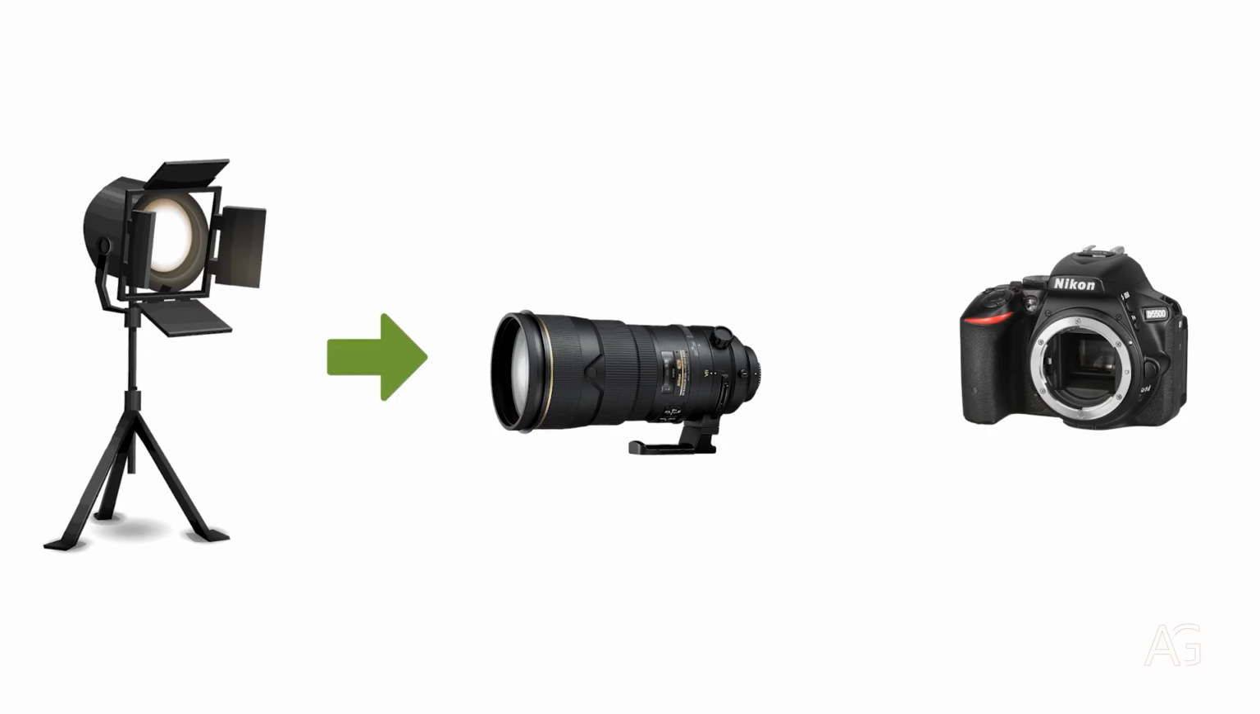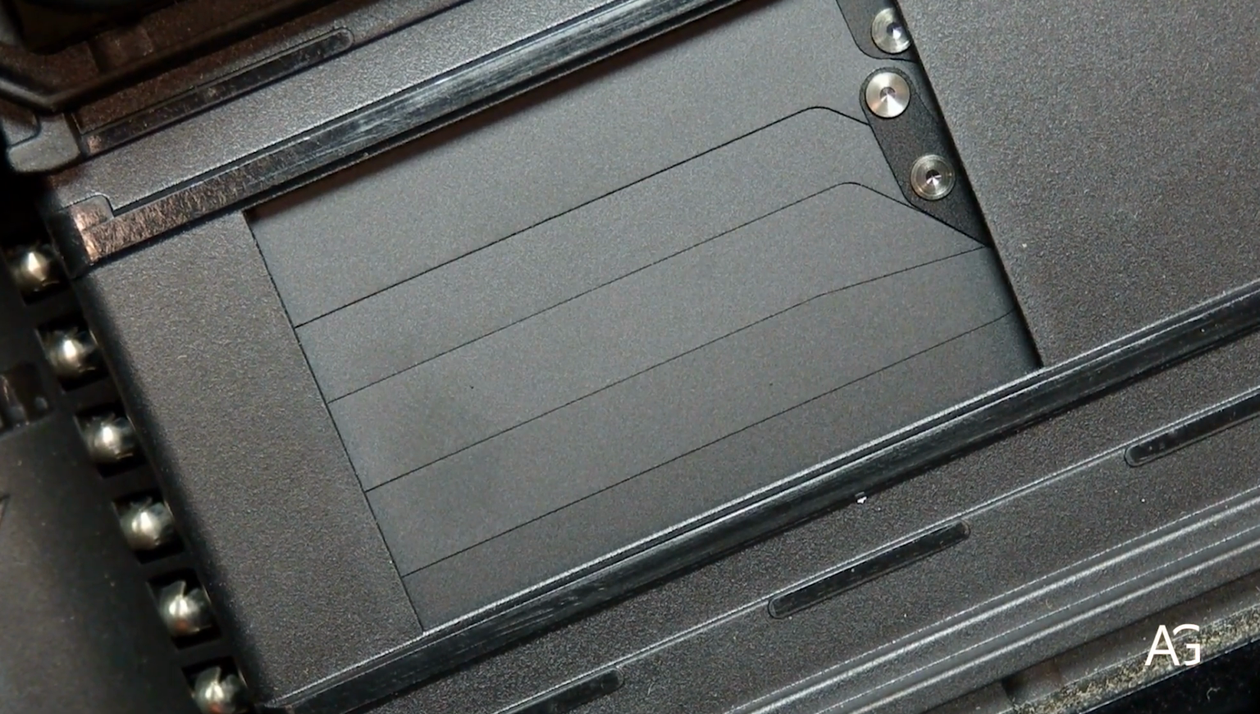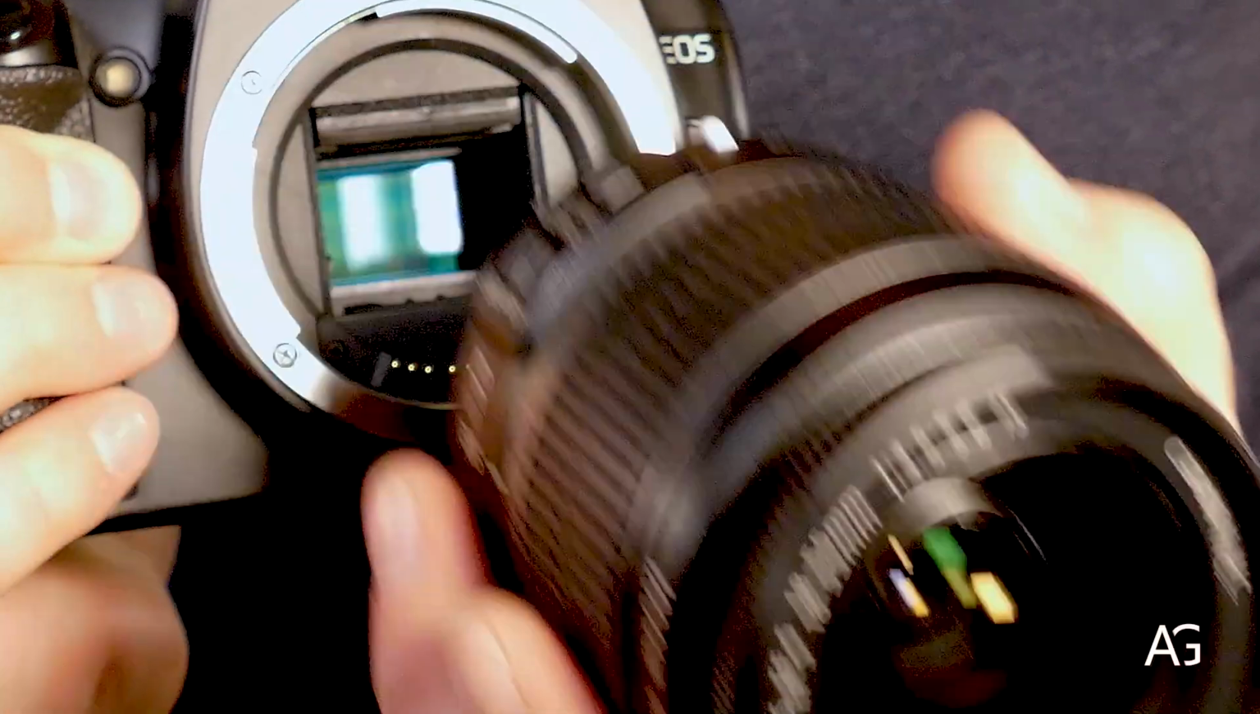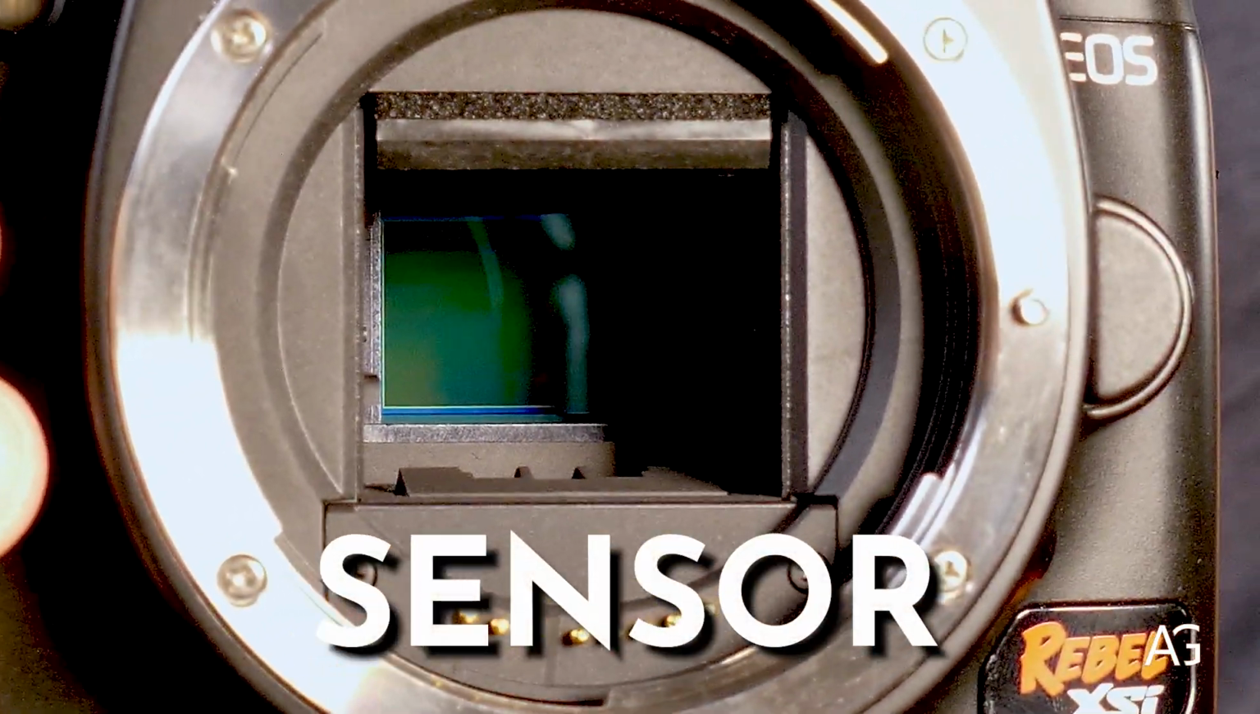Outside light passes through the lens, and right behind it, a shutter will physically rotate or move out of the way, like a curtain does, to let light in. This allows the lens to project the light onto what is called a sensor.